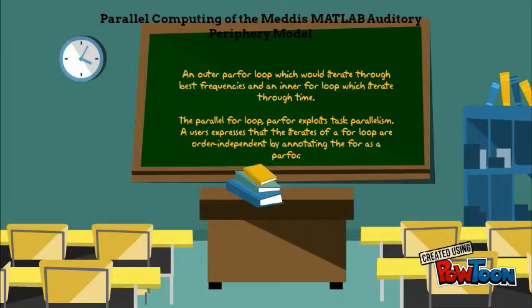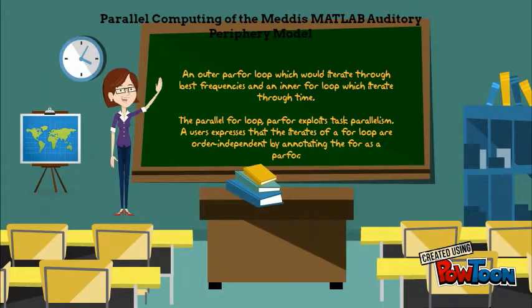An outer Parfor loop would iterate through best frequencies and an inner for loop would iterate through time. The parallel for loop, Parfor, exploits task parallelism. A user expresses that the iterates of a for loop are order independent by annotating the for as a Parfor.